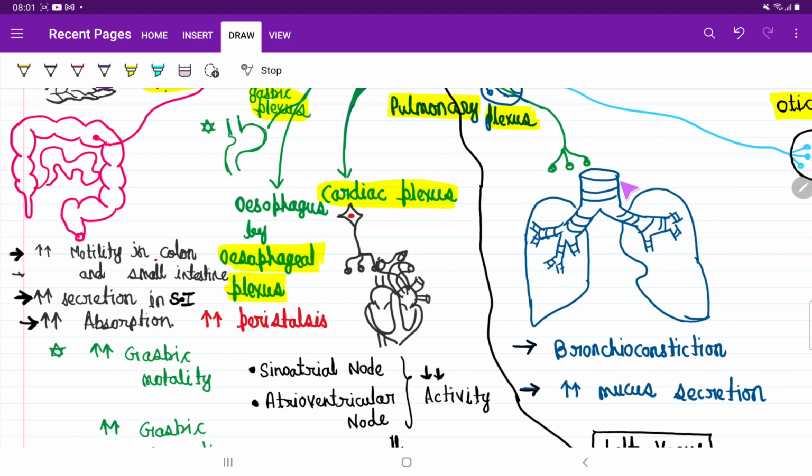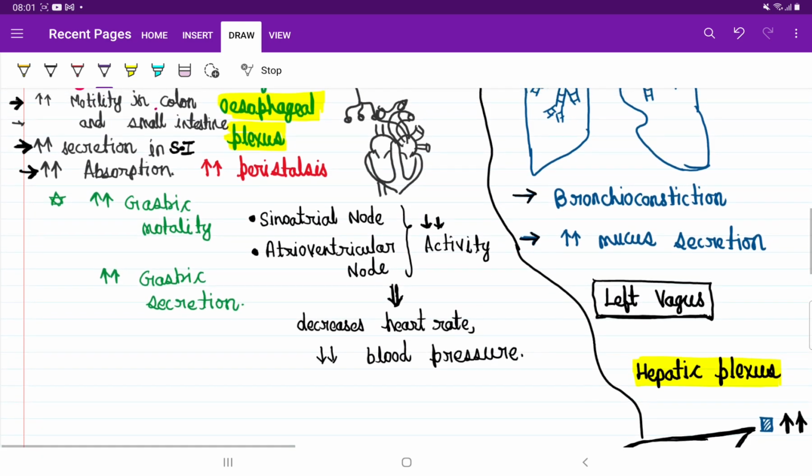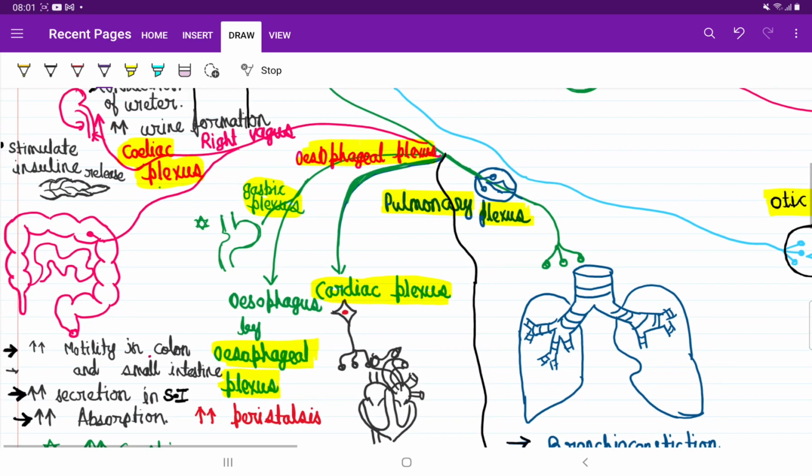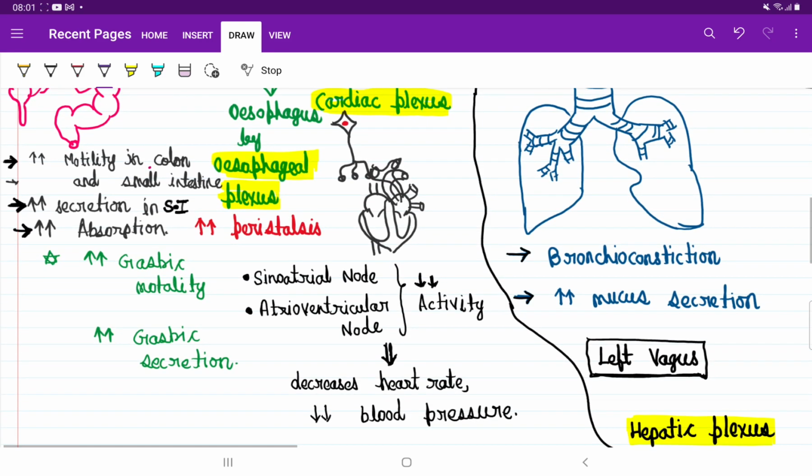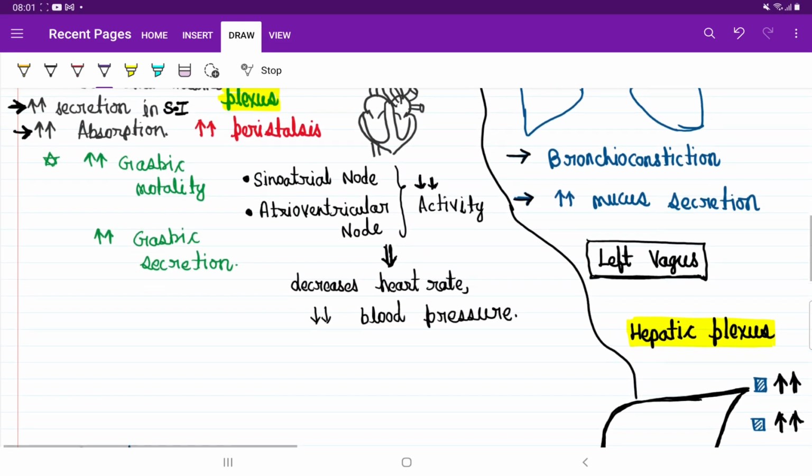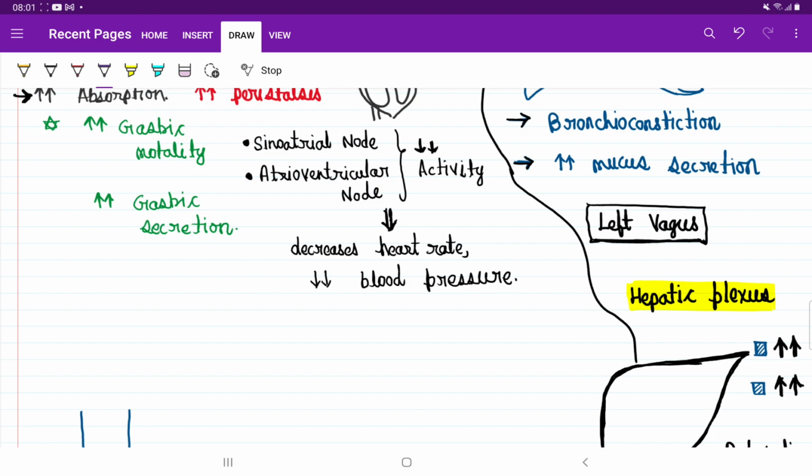This vagus nerve forms the pulmonary plexus, and then supplies the bronchus, bronchioles, and trachea. It causes bronchoconstriction. If you remember, sympathetic neural supply was causing dilation of bronchioles, but here it causes constriction of bronchioles. It increases mucus secretion a lot in the respiratory tract. And then they supply the liver also.